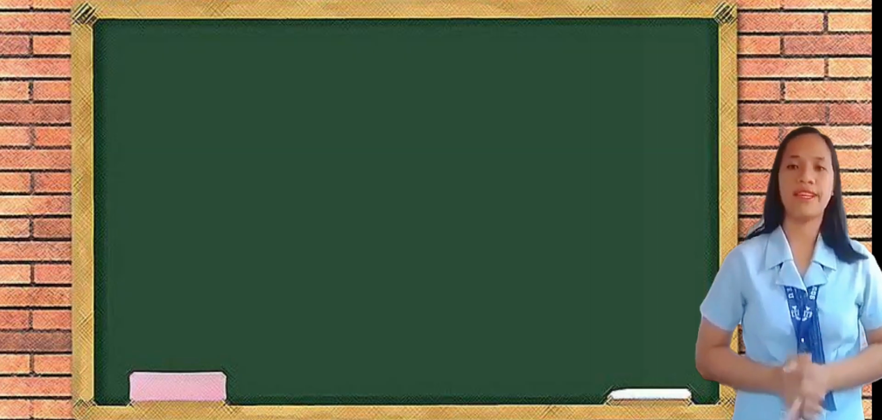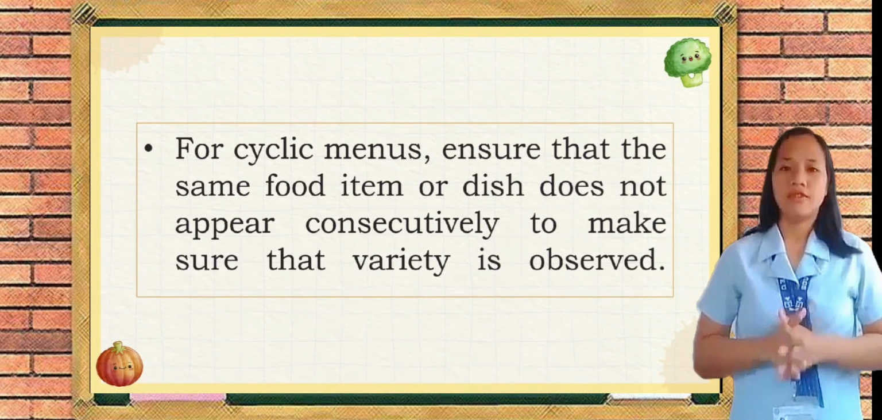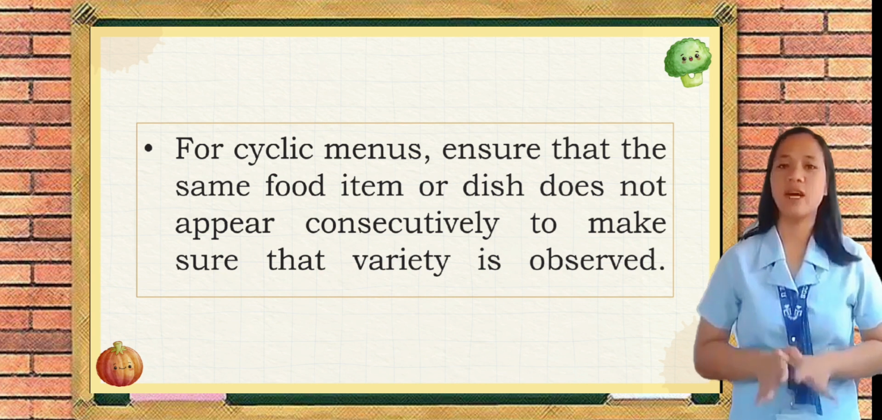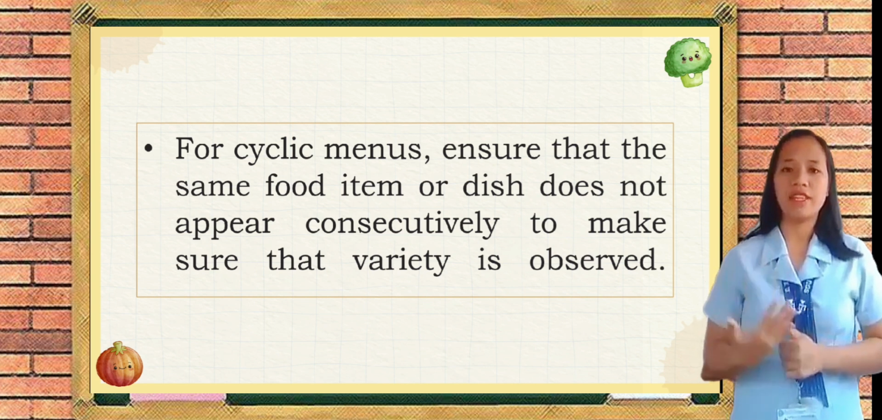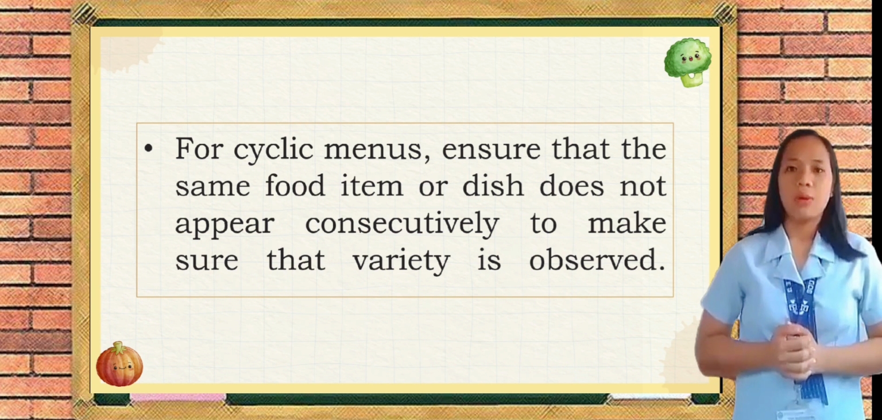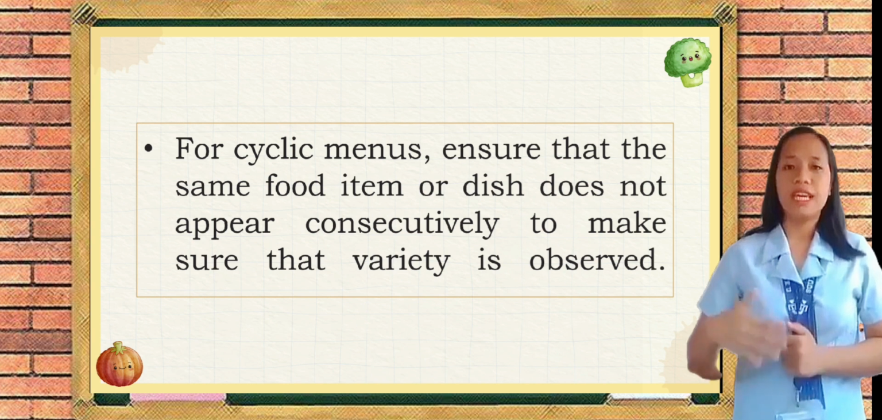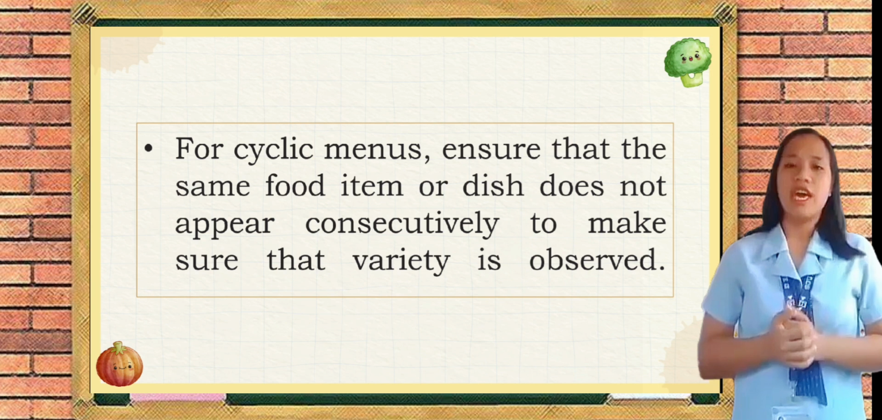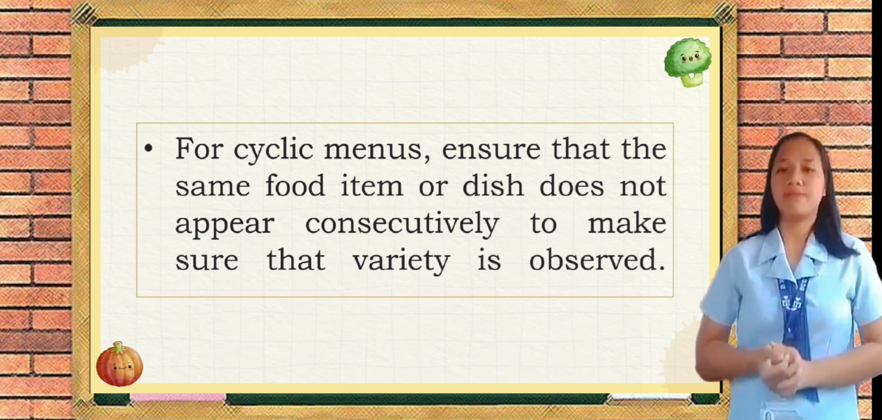So for the last mechanics of menu planning, we have cycling menus. Ensure that the same food item or dish does not appear consecutively to make sure that variety is observed. So this means when creating cycling menus where the same set of menus repeats over a certain period, it is important to avoid serving the same food item or dish in consecutive cycles to maintain variety and keep the menu interesting for customers.